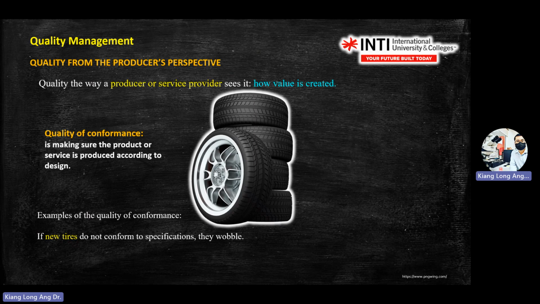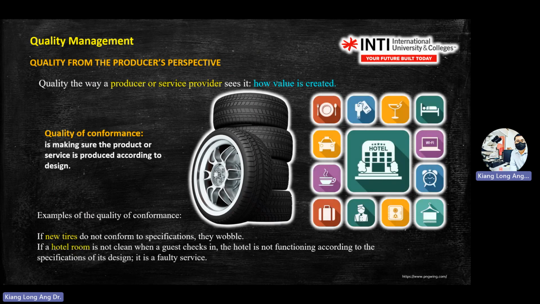An example is tires, quality of conformance for tires. How do you know the tires meet the conformance? New tires, if they do not meet the specification, will wobble, meaning they are not stable on the road. Even though they look new, if the material inside has no proper density, or the design is not well distributed, the center of gravity point and all this, then when you put them on the automobile, it will wobble. It will not be stable. So this is conformance.